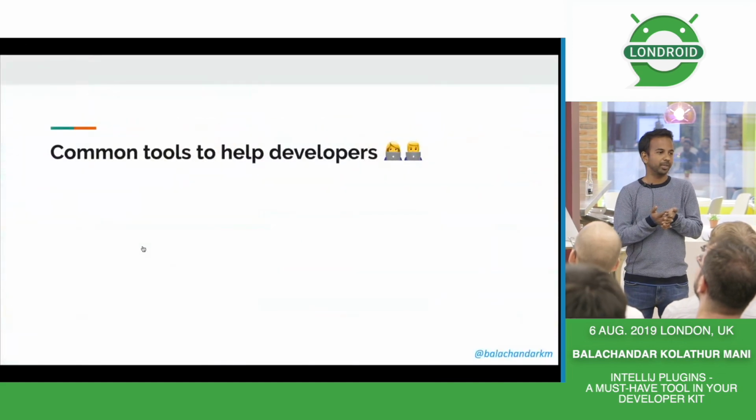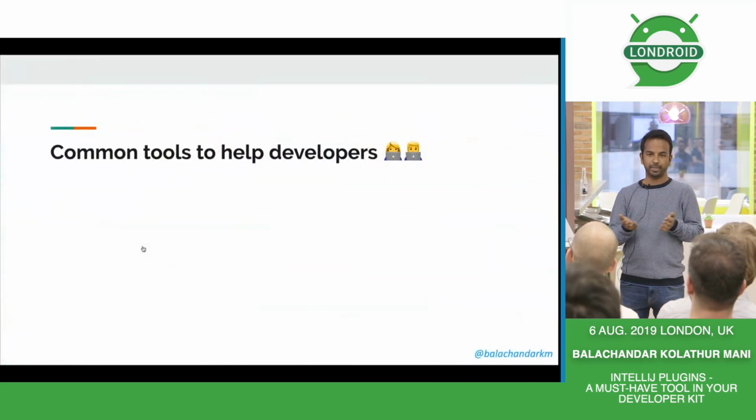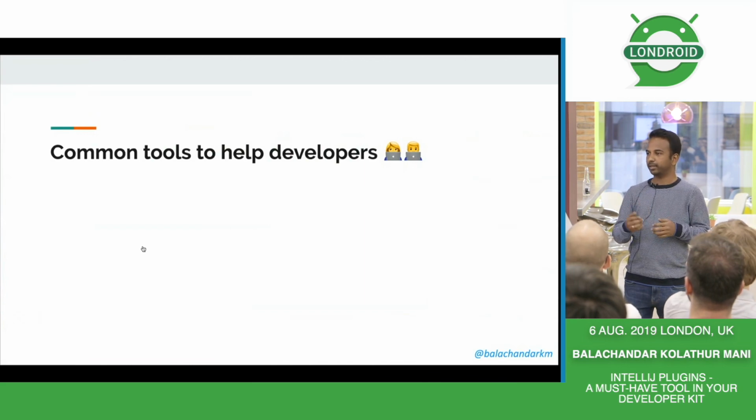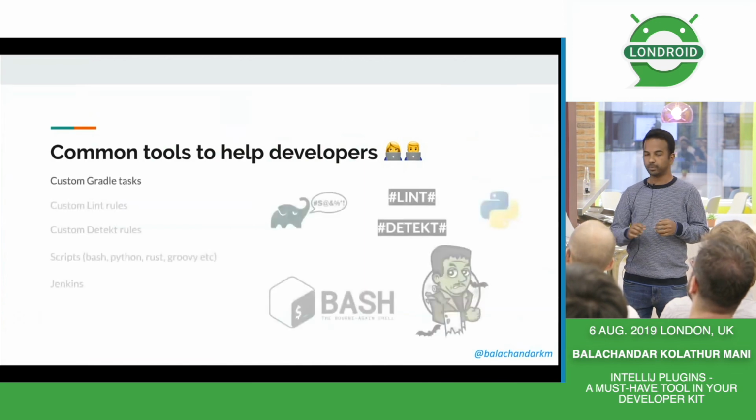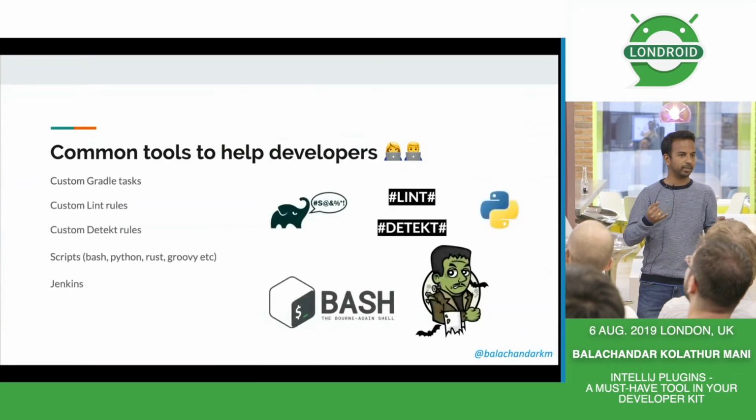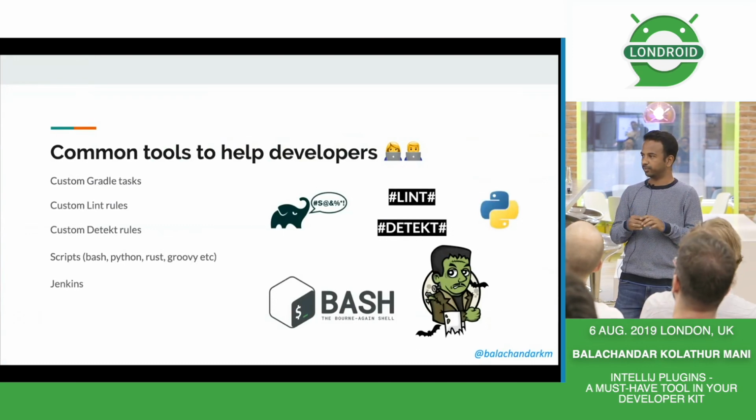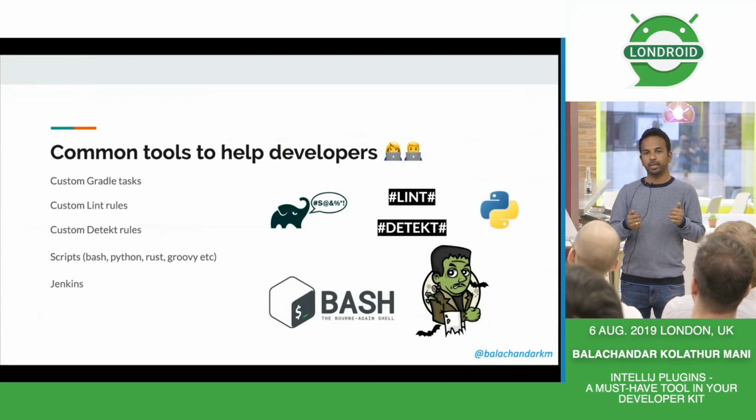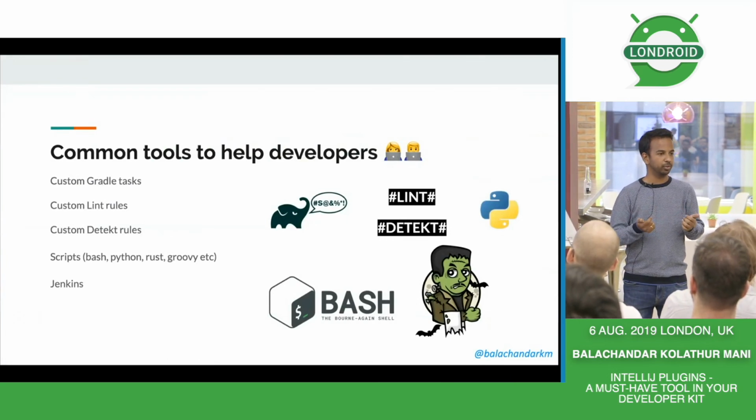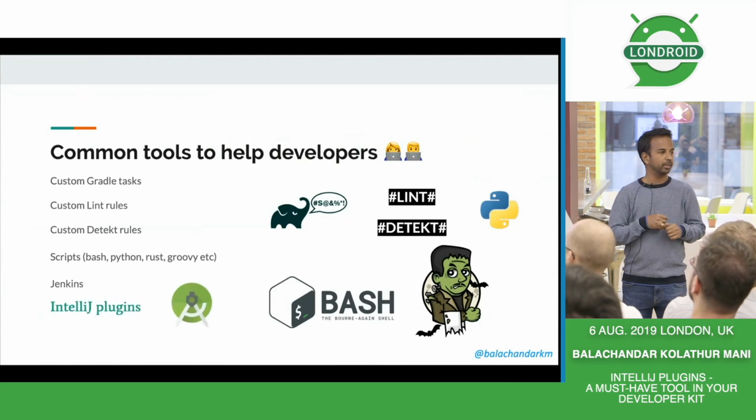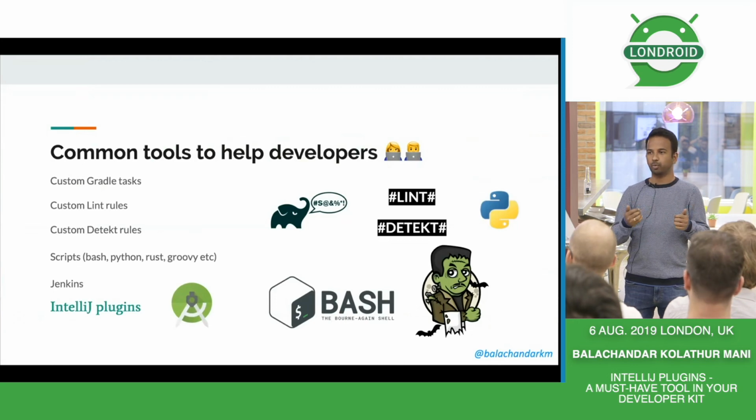So let's get into the topic. I'm going to talk about developing IntelliJ plugins, but of course there are so many other tools that you might be using in your company to impose a guideline or to make your life better. Some of them are custom Gradle tasks, custom lint rules, detekt rules, and many different scripts using many different languages. But I guess IntelliJ plugins are one of the least used tools among developers to improve their productivity or to impose guidelines. Can I ask how many teams have their own IntelliJ plugin?